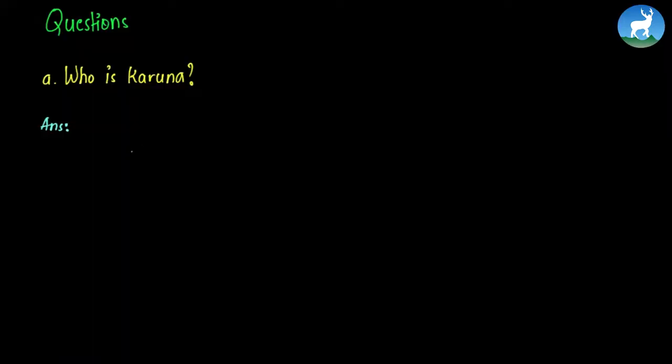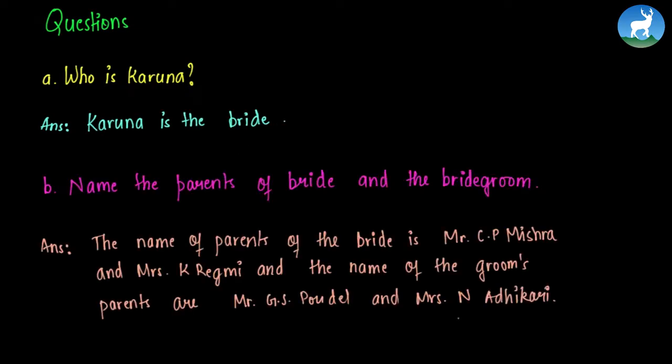The first question is, who is Karuna? We already know that Karuna is the bride and she is the daughter of Mr. C.P. Mishra and Mrs. K. Regme. We can just write Karuna is the bride. The name of parents of the bride is Mr. C.P. Mishra and Mrs. K. Regme, and the name of groom's parents are Mr. G.S. Paudel and Mrs. N. Adhikari. The third question is, when is the marriage ceremony?